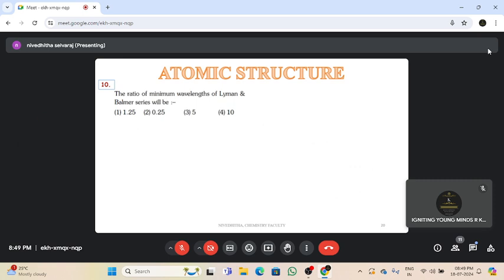This is a similar type of question, but there is a very small difference here. The ratio of minimum wavelength of Lyman and Balmer series. So here they are talking about wavelength, and here they are asking us to find the ratio of minimum wavelength. So first you have to have the formula which got wavelength, and you have to find the minimum wavelength of Lyman and Balmer, and you have to divide both, and you just want to come up with the answer. I'll give you 1 minute or 2 minutes. You just calculate and let me know.